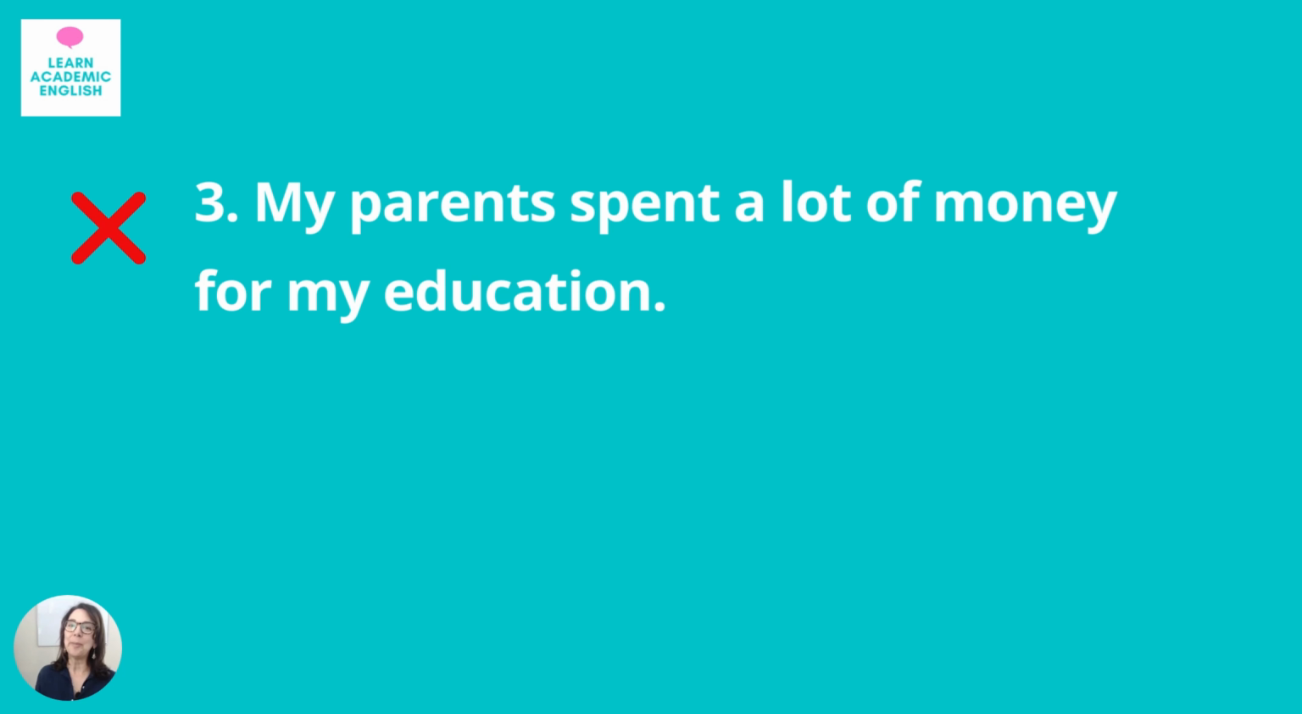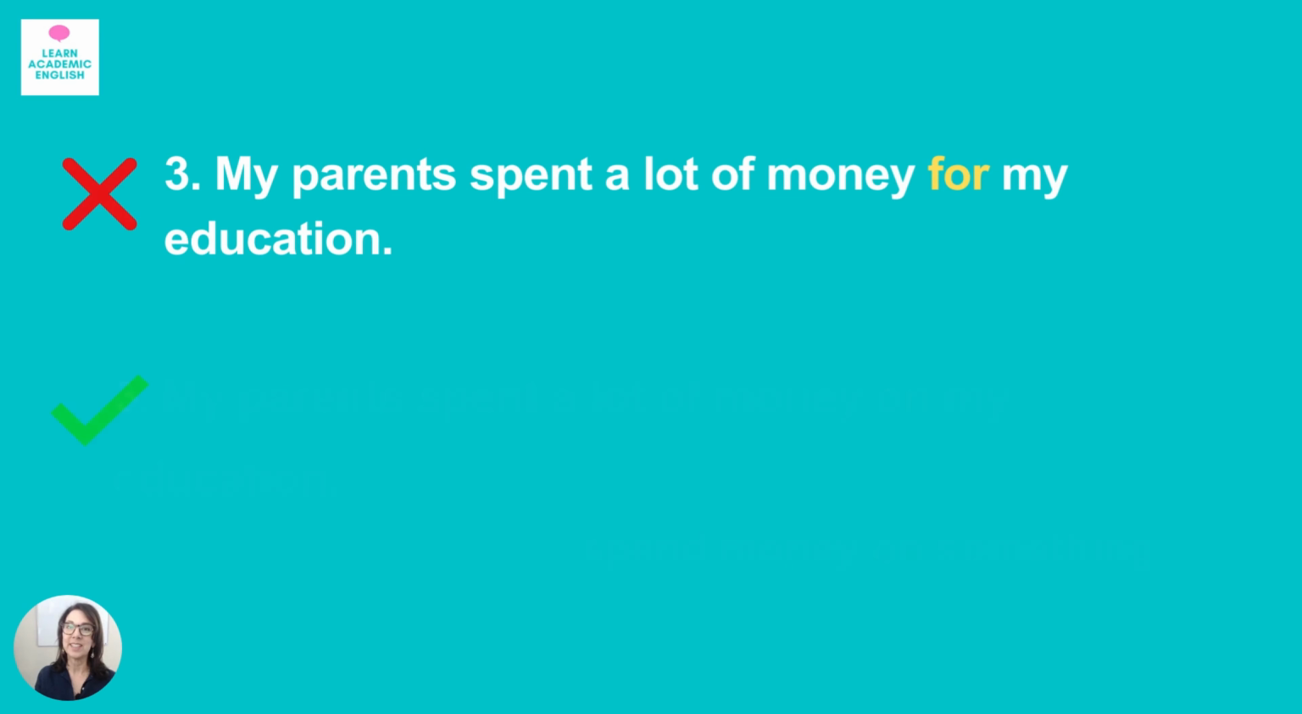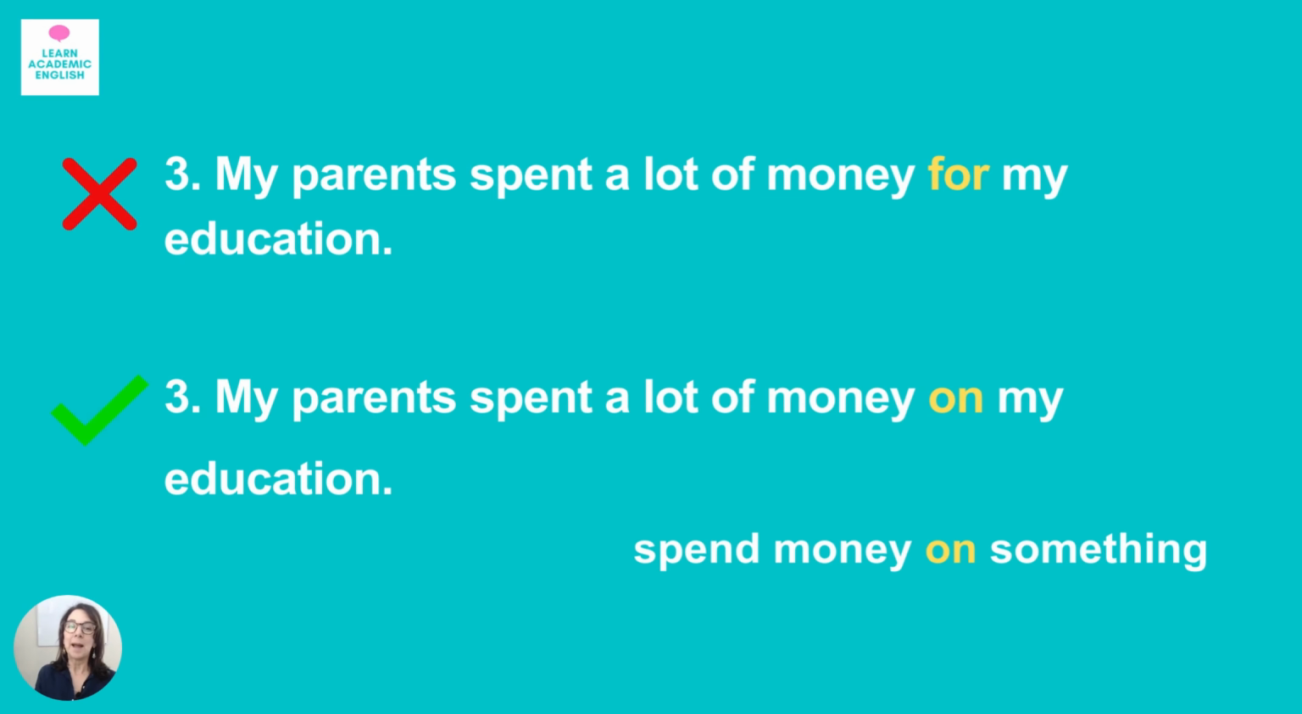Okay, so the problem here is the verb spend. We're not going to use the preposition for. We say, my parents spent a lot of money on my education. We always use on with the verb spend. Spend money on something. That's just something that you have to remember.